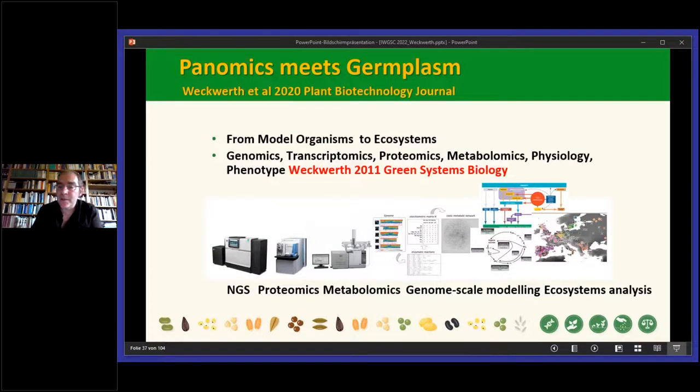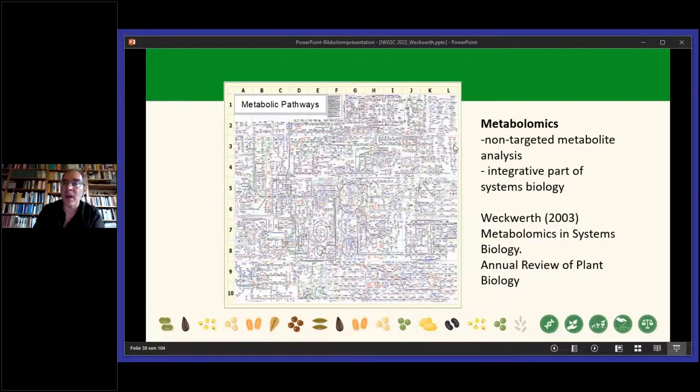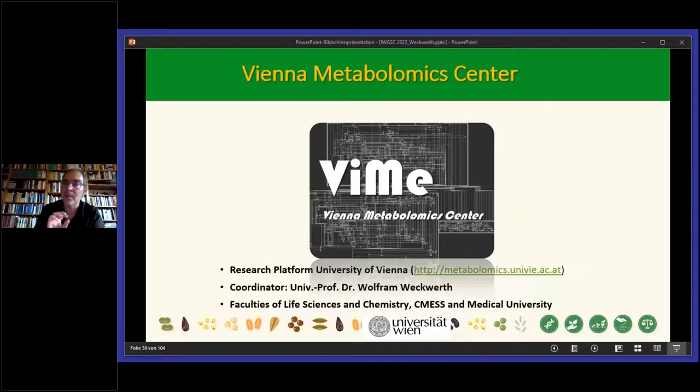So in the last 20 years, we built up this PANOMICS platform from next-generation sequencing to proteomics, metabolomics, genome scale modeling. And this was always embedded in this theoretical approach of green systems biology. I want to focus today on metabolomics a bit. Metabolomics is the idea to really profile all small molecules in a tissue, which gives you already a clue about biochemical regulation, as I showed you in the beginning.